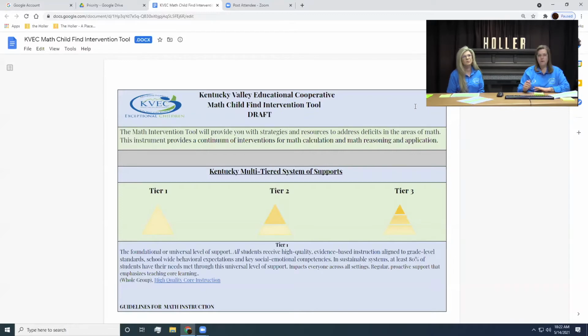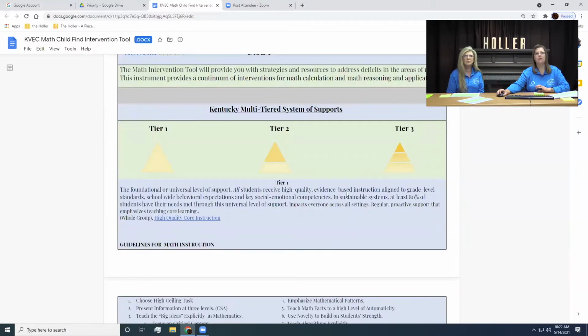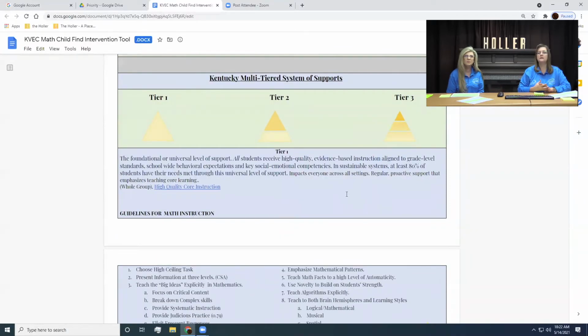We're going to start by just talking about the tiers here. And as you can see, we have a great graphic that explains our tiers. Tier 1 is whole group. This is everybody gets it. They get it all the time. That's the big thing about tier 1. Tier 1 is that high quality core instruction that every child should get. We should have very high ceiling tasks in that. There should be a lot of breakdown of the complex skills.